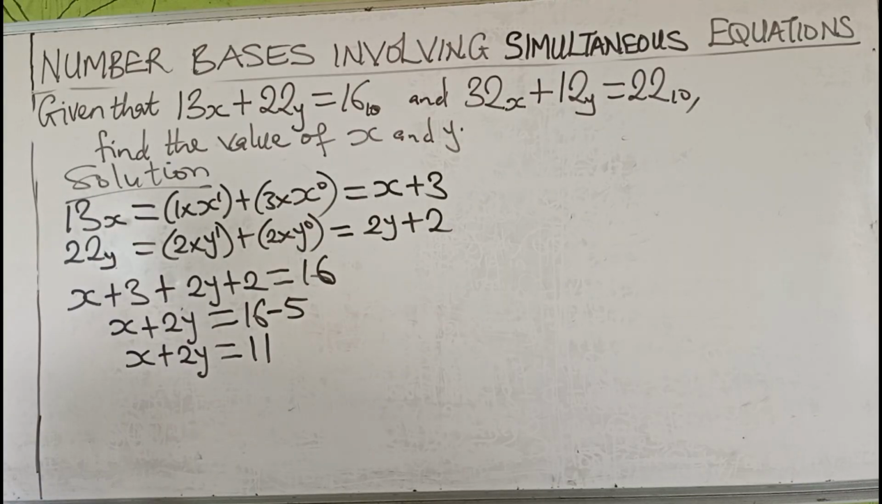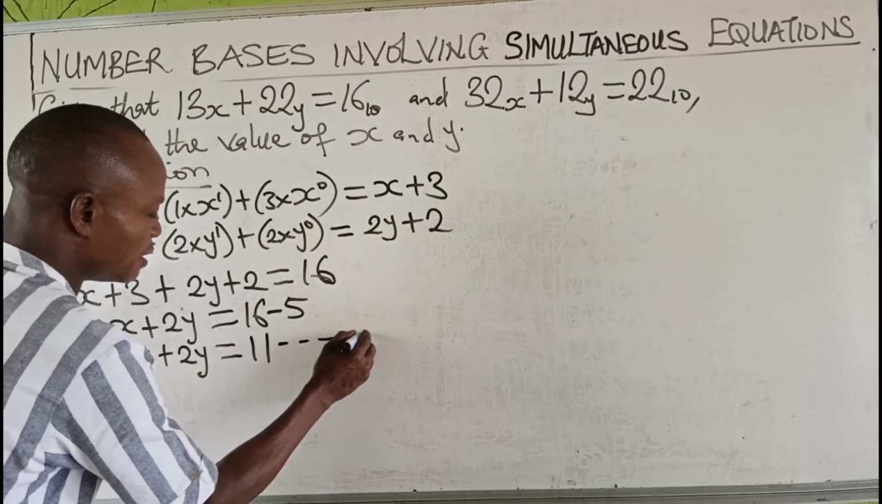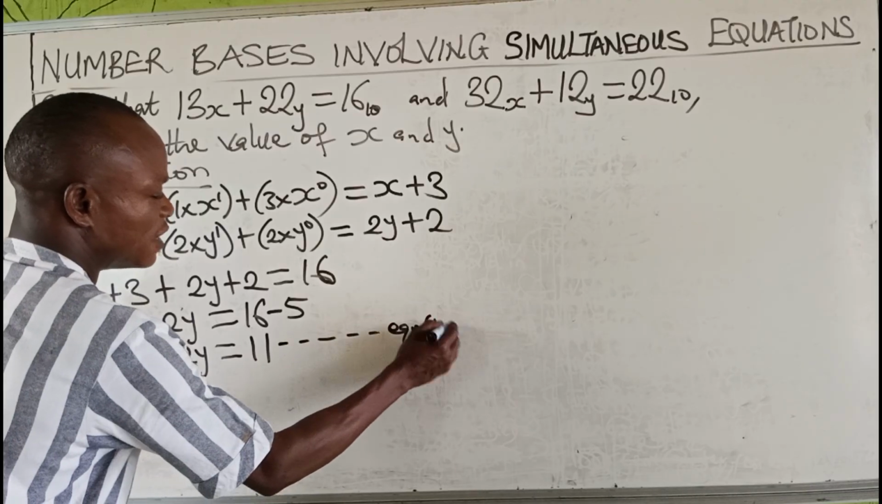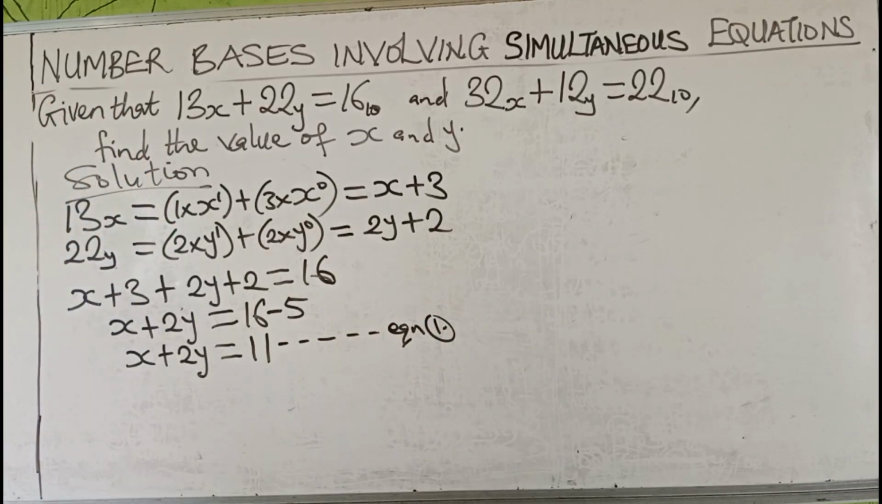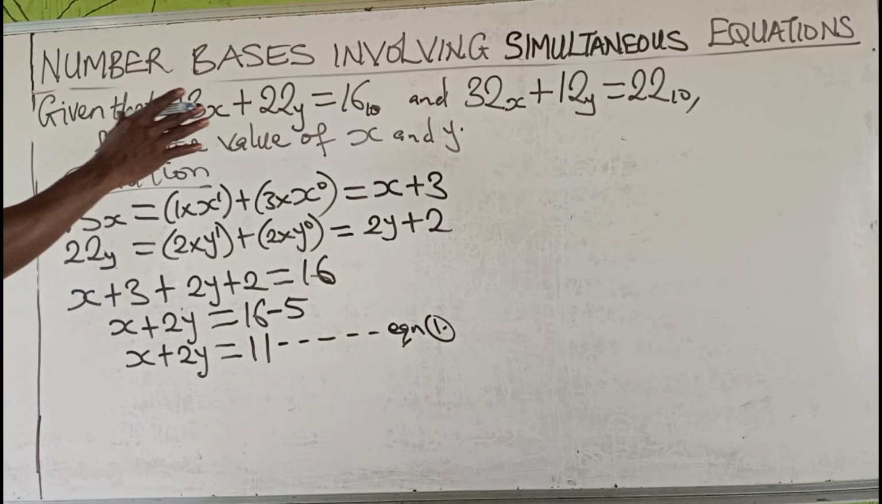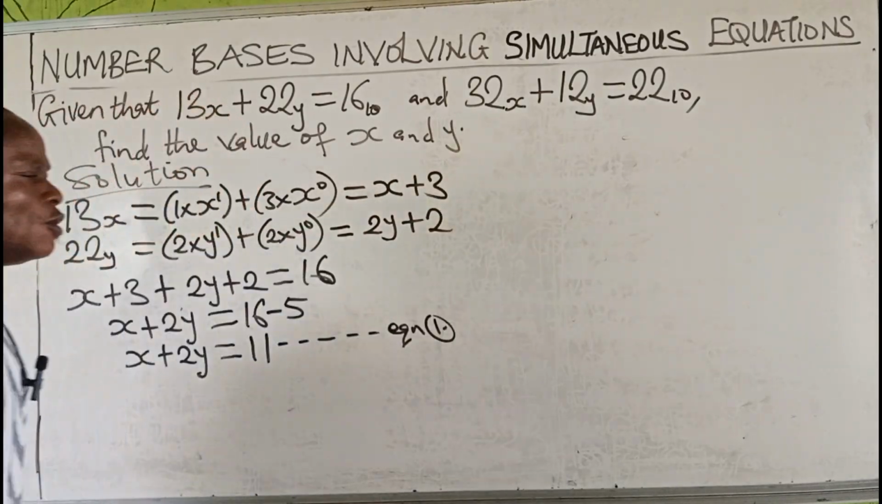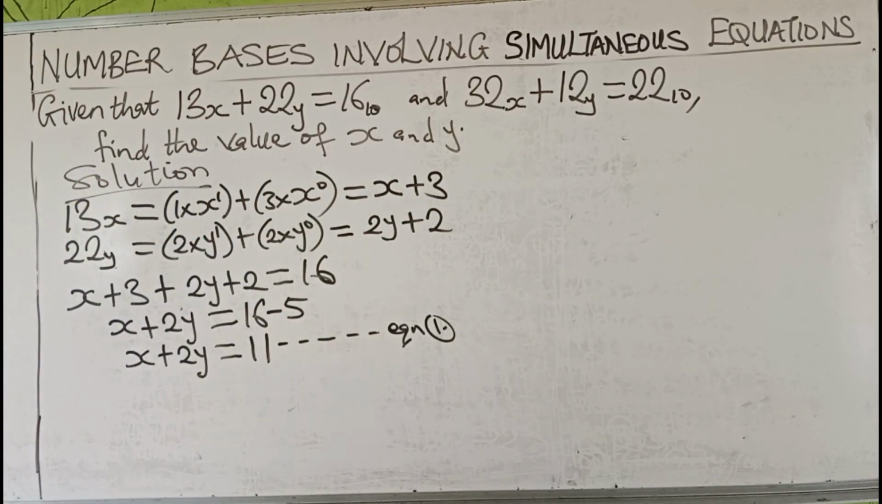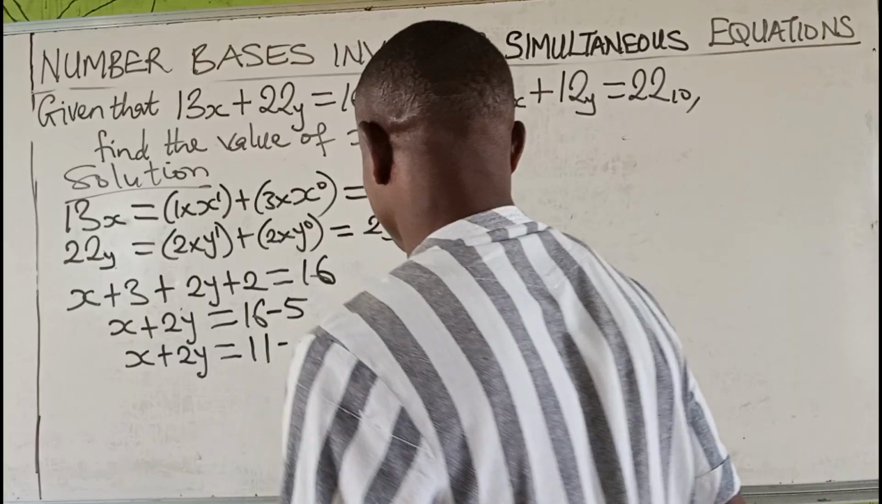We cannot do anything further than this because these are unlike terms. So we are going to term this one as our first equation. So let's term it equation 1. That is for this. Now let's move to the second one. Let me come over here.